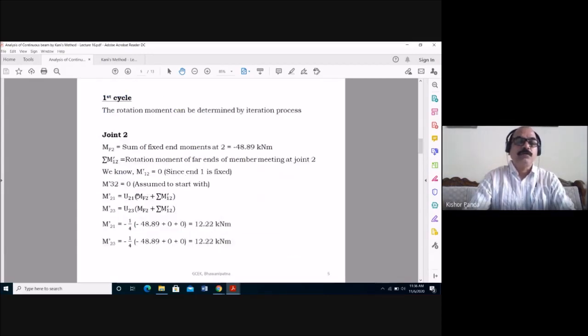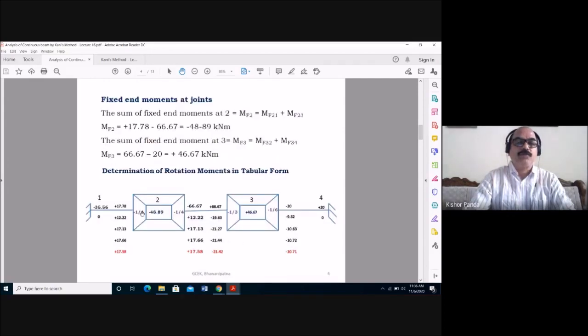Assume 0. So then what is the formula? You have to find out M dash 2, 1 and M dash 2, 3, the near end rotation moments. This is the near end rotation moment and this is the far end rotation moment. When we are considering joint 2, you have to find out the near end rotation moment. The far end rotation moment at fixed end 1 is 0, and on this side the far end rotation moment you don't know, so you have to assume it is 0. So you have to find out the near end rotation moment.